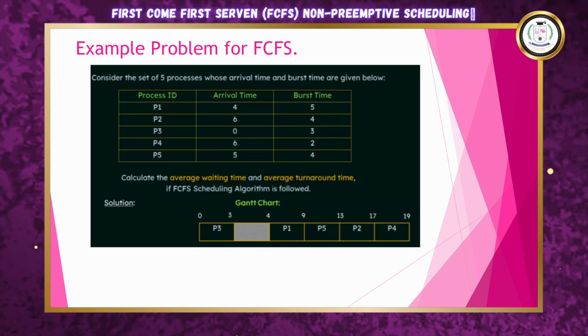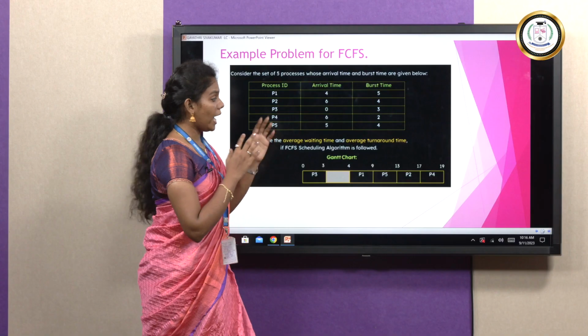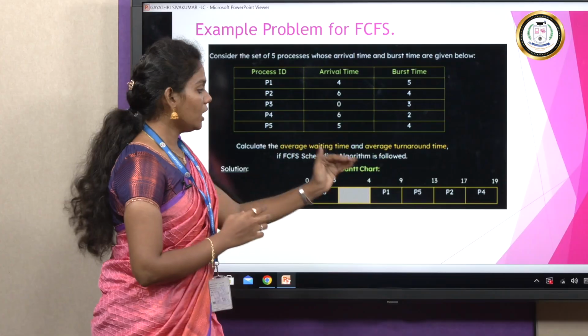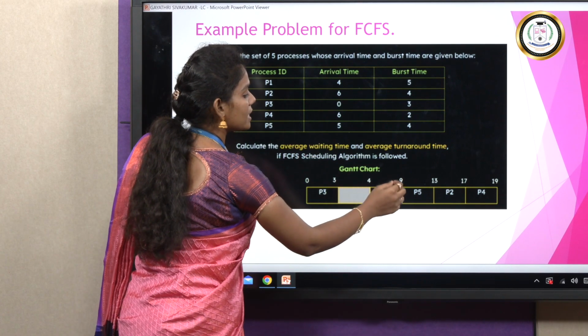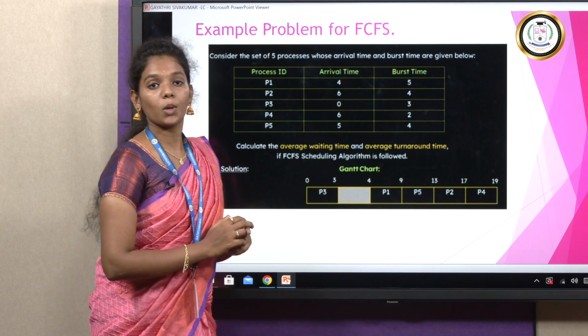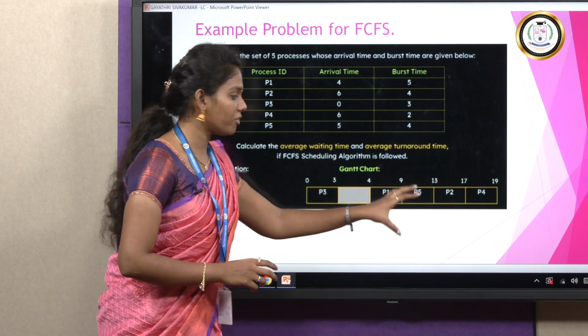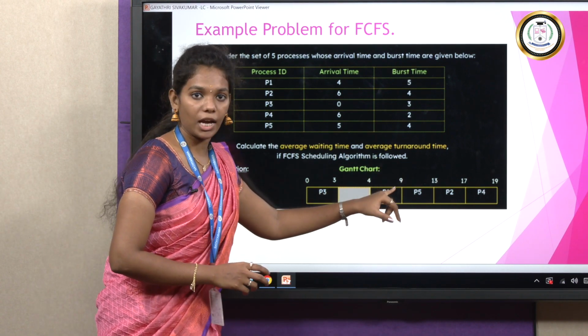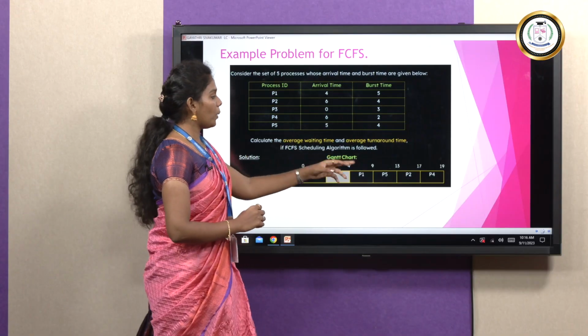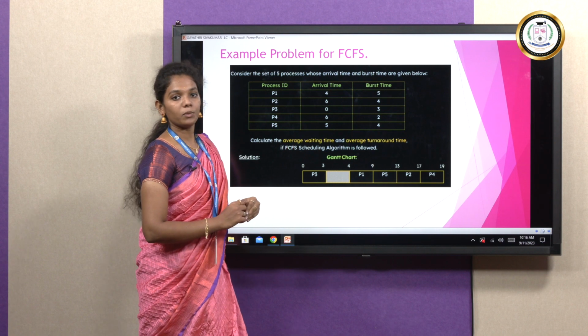So now this P5 will move to the next state, and the burst time of P5 is 4. The P1 has already completed its execution at time 9, so 9 plus 4 is equal to 13. My P5 will start at the unit time of 9 and complete at the unit time of 13.